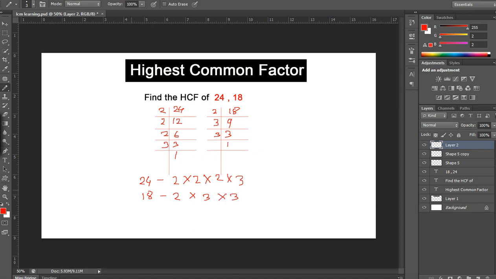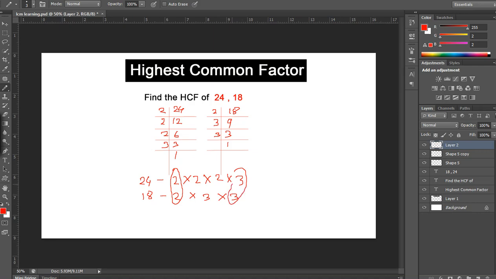Now your job is to find the common factor present in both 24 and 18. So this 2 is common in both 24 and 18. You have to find pairs. Remember, you have to find pairs. There is a 2, another 2, but in the 18 row there is no second 2. There is a 3 in 24. There are two 3s present in the row of 18. As I told you, you have to find the pair only.